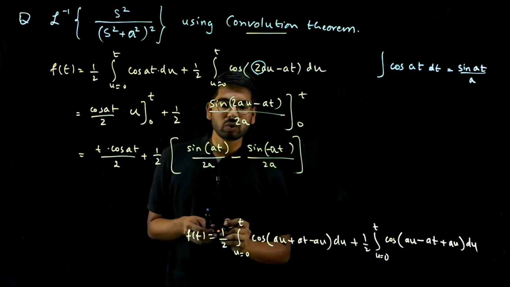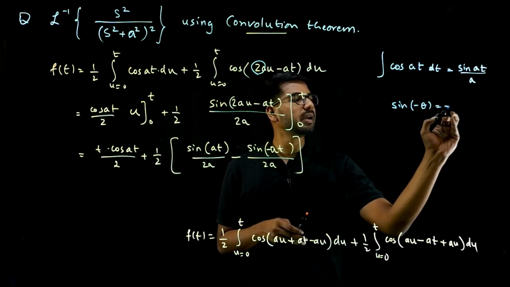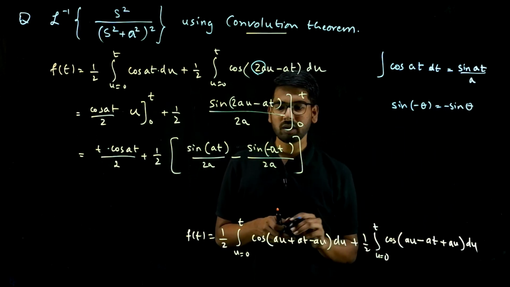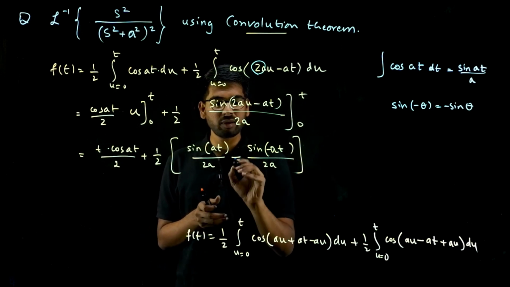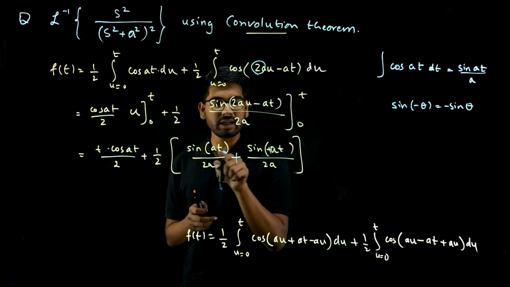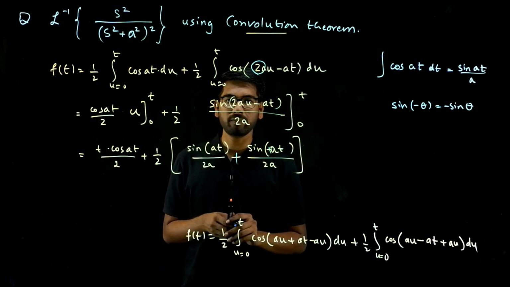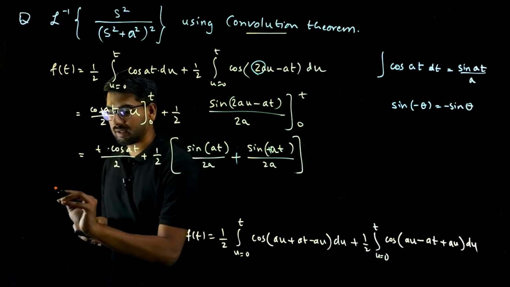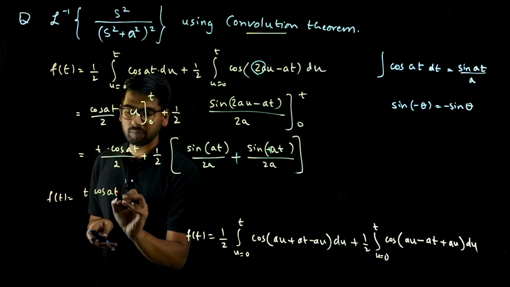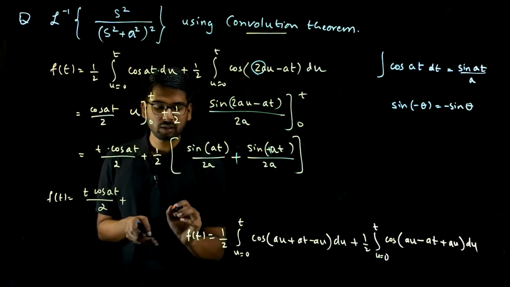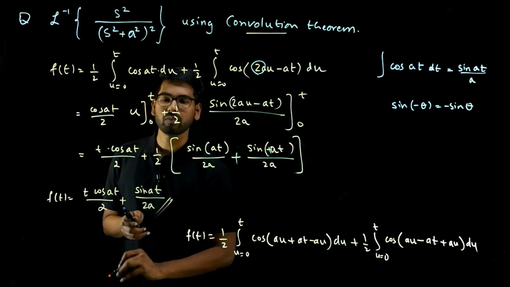Okay, so we know sin of minus theta is minus sin of theta. So sin of minus at is minus sin at. So minus and minus becomes plus. So sin at by 2a plus sin at by 2a is 2 sin at by 2a. Right. So finally what I get here is f of t is equal to t cos at by 2 plus sin at by 2a.